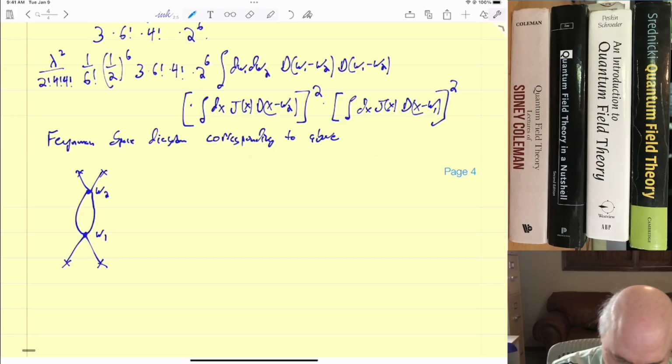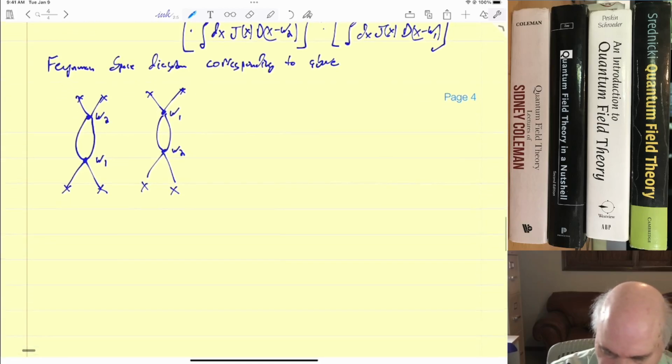But we can also have, there's no reason why this has to be W1. This could be W2 and so on. So we can also have W1, W2 sources. And we're doing bosons, so we would just add the amplitudes.